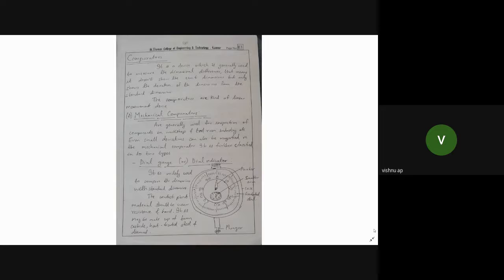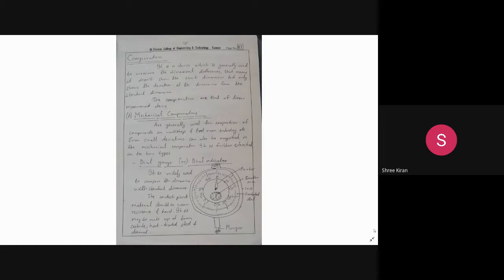Optical measurement instruments. Yes, Vishnu. Thank you. So it was optical measuring instruments, and there are three types of optical measuring instruments. Can anyone of you name them? I'll ask Karthik. Karthik, can you just name them? What are the three types of optical measuring instruments?